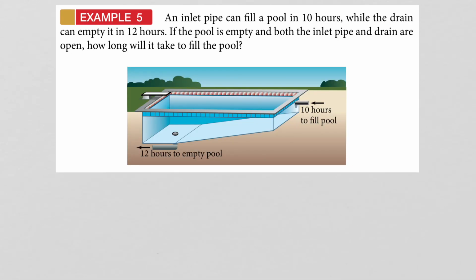In our final example, an inlet pipe can fill a pool in 10 hours, while the drain can empty it in 12 hours. Okay, so if we're just putting water in this pool from empty, it takes 10 hours to fill it up. And if the pool is completely full, it takes 12 hours to empty the pool. If the pool is empty and both the inlet pipe and the drain pipe are open, how long will it take to fill the pool?